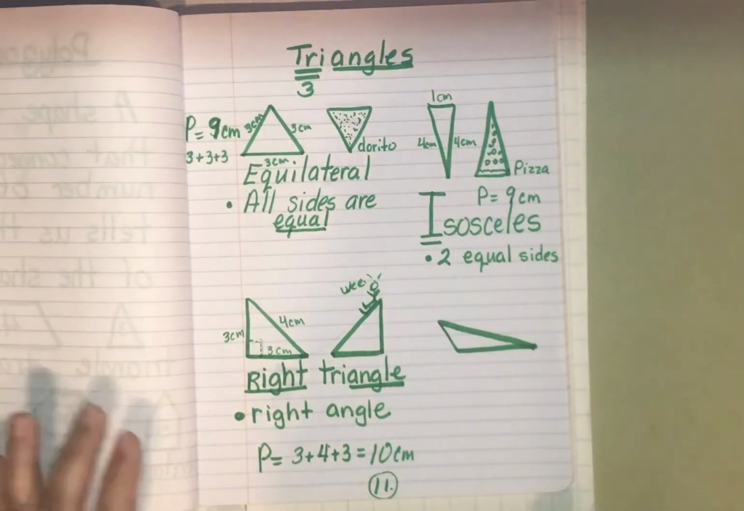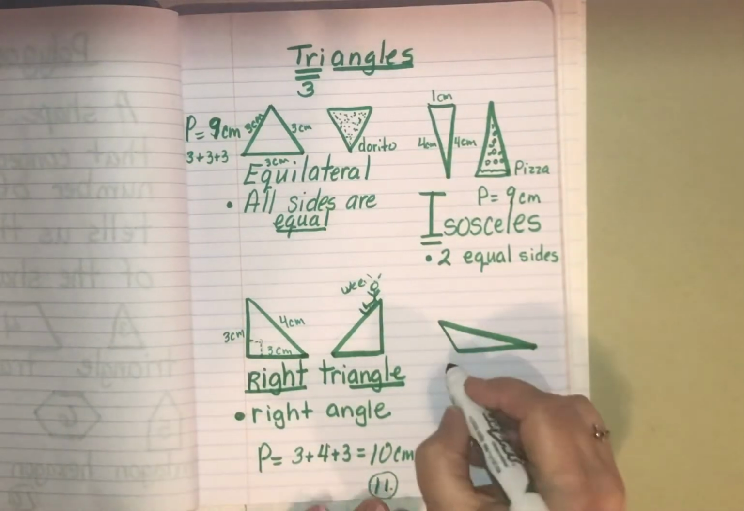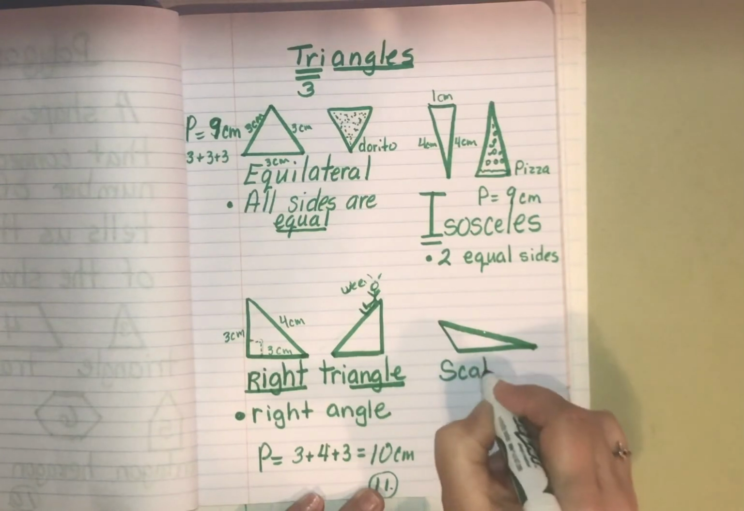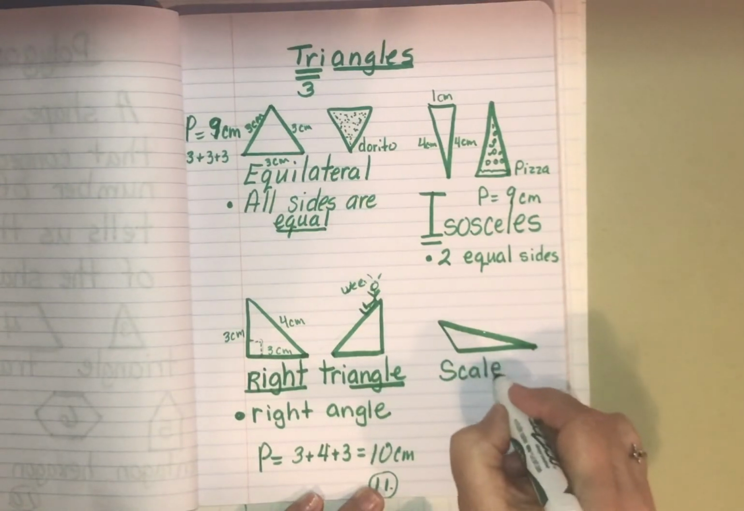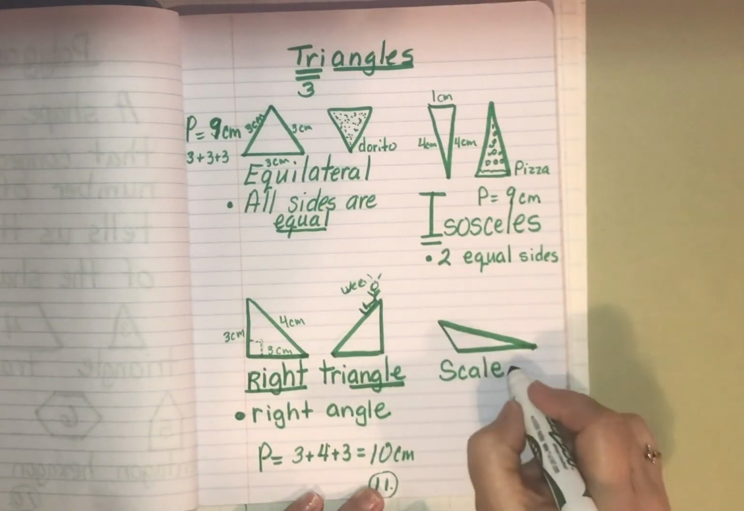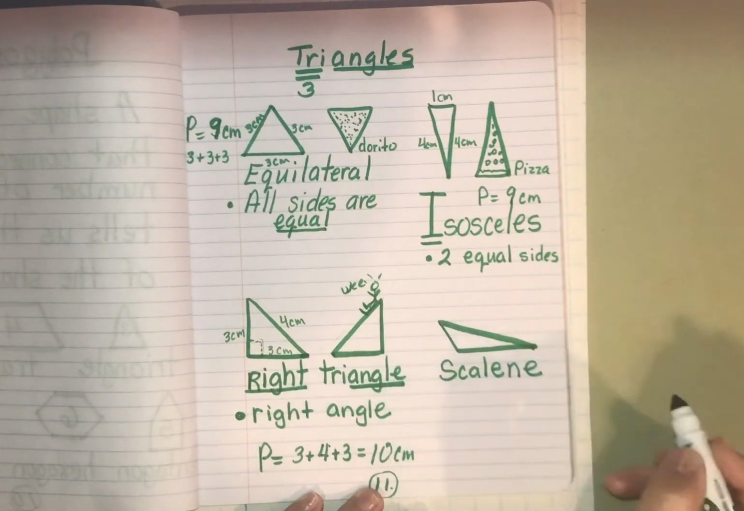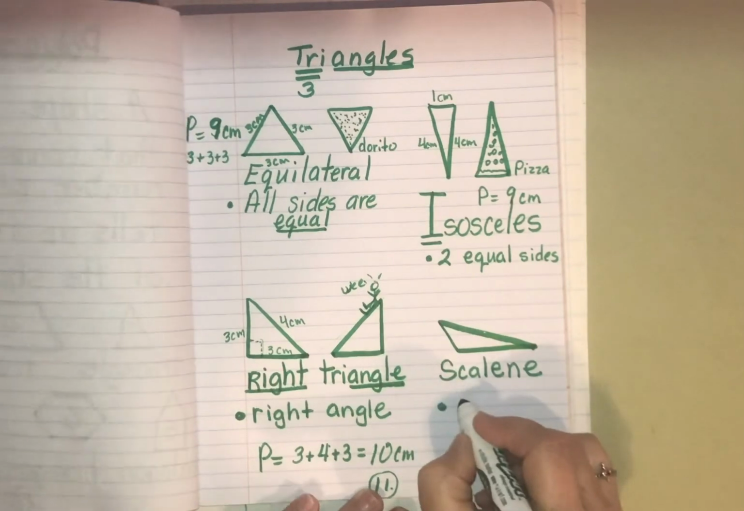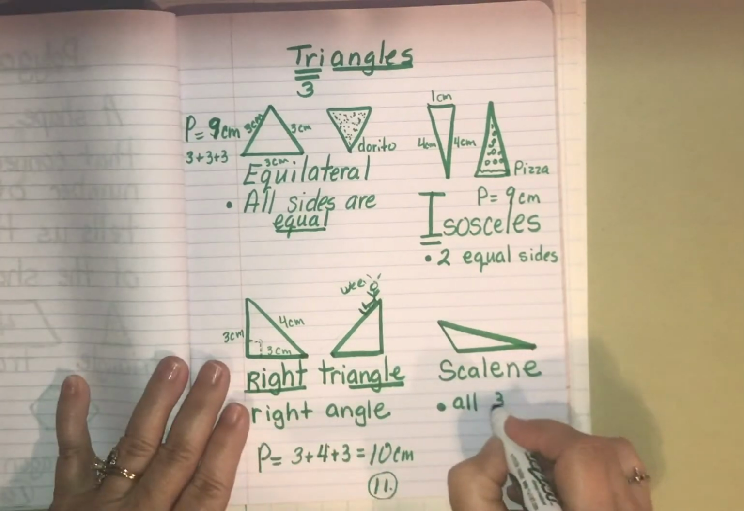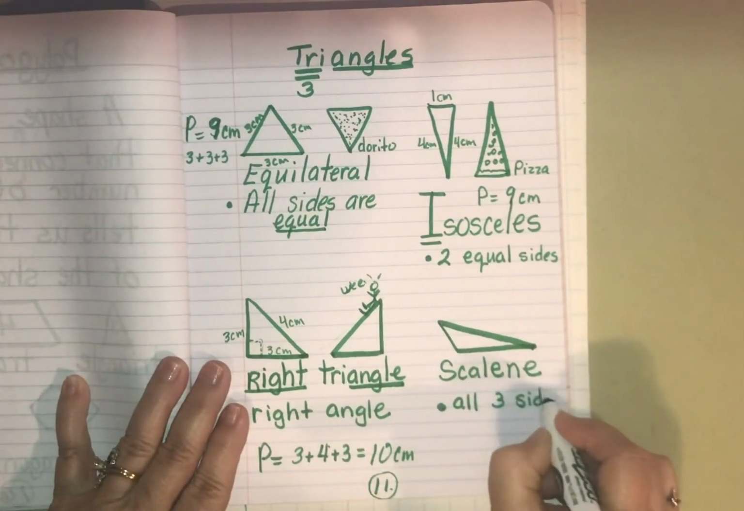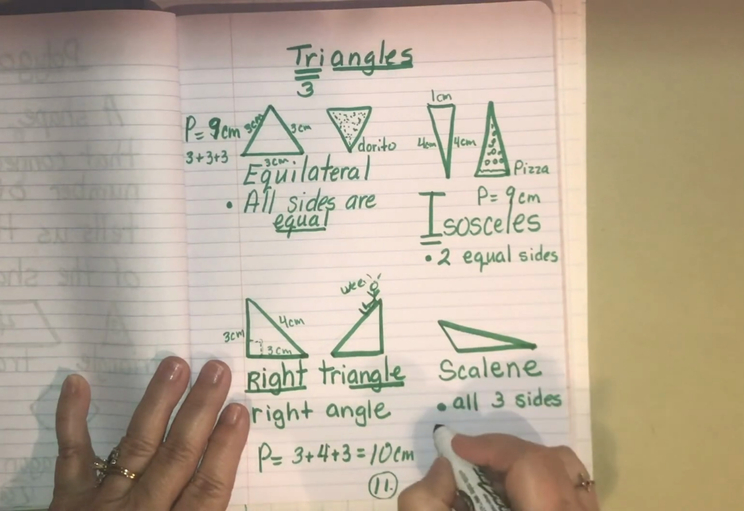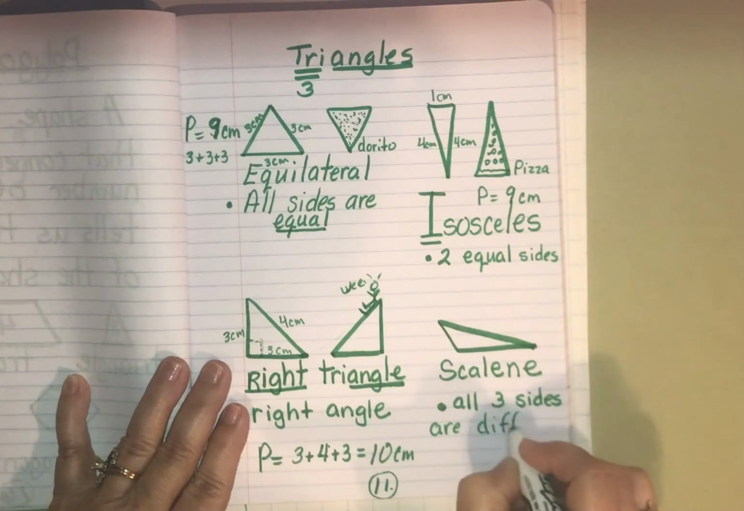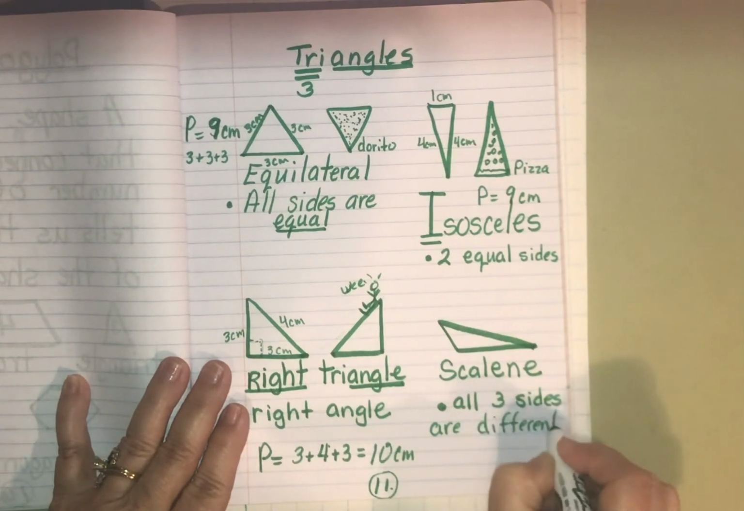All right, so let's go ahead and write the name. It's a scalene. Looks like a scale. It even has the word scale in it. Scalene. And it has all 3 sides are different lengths.